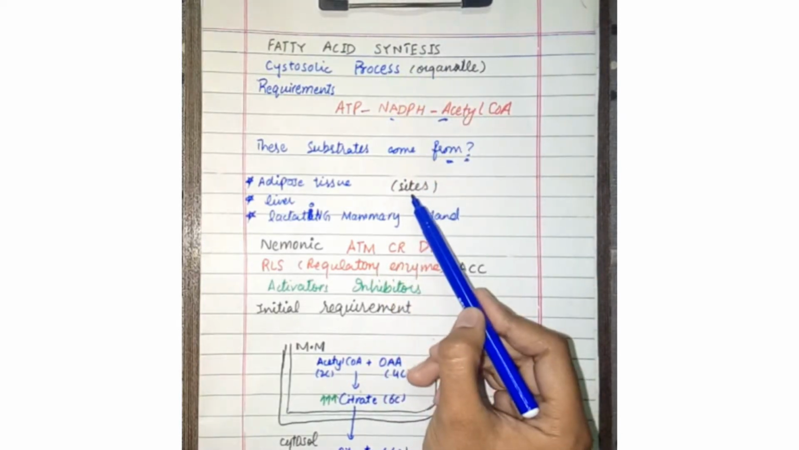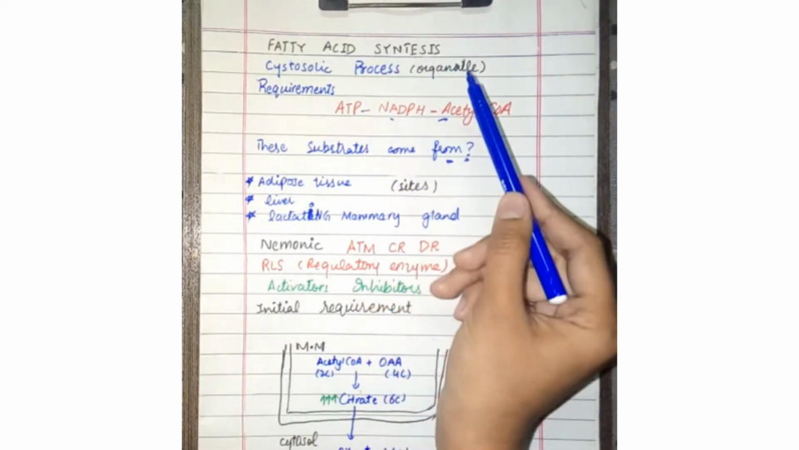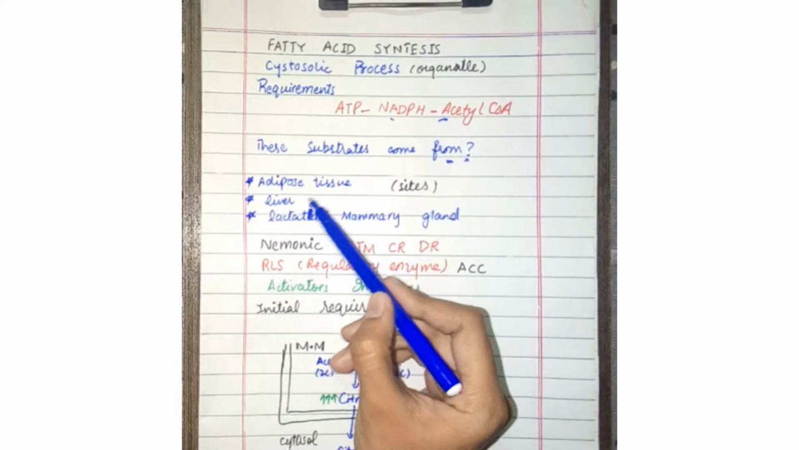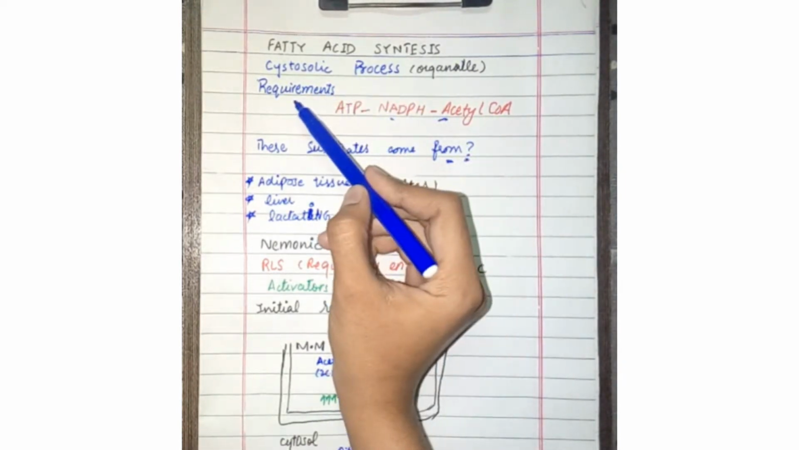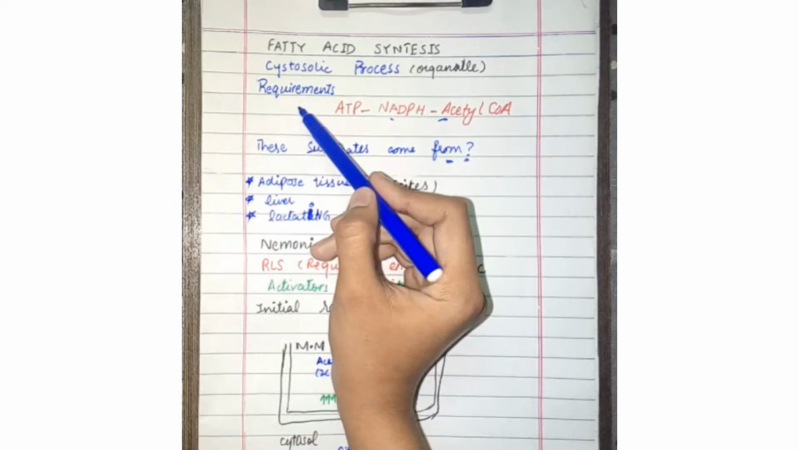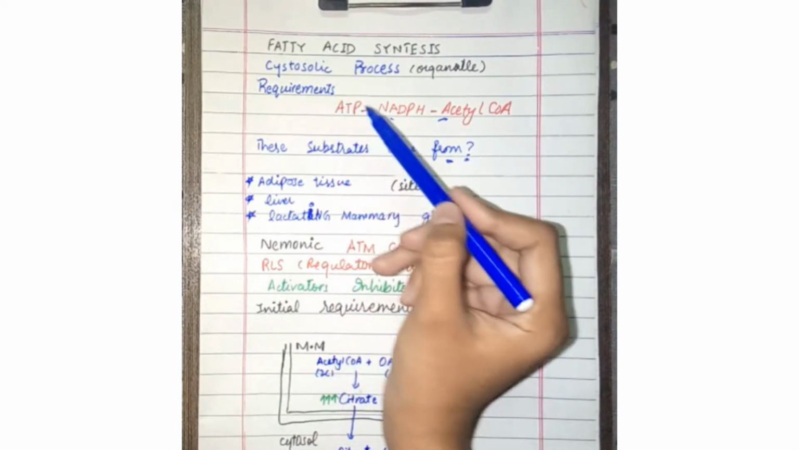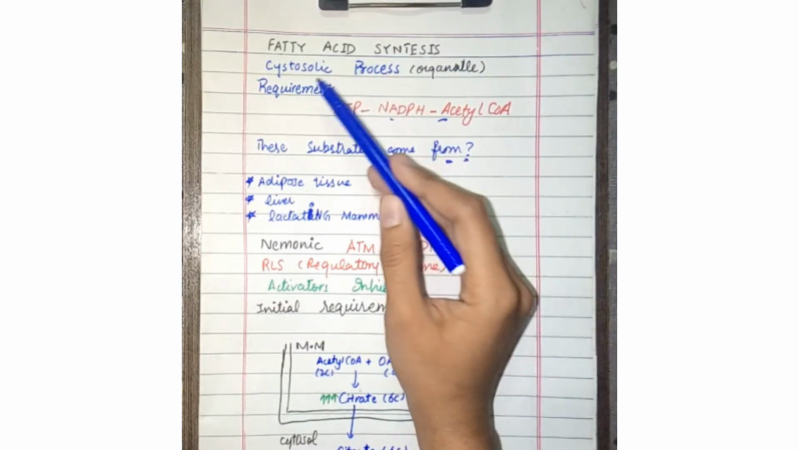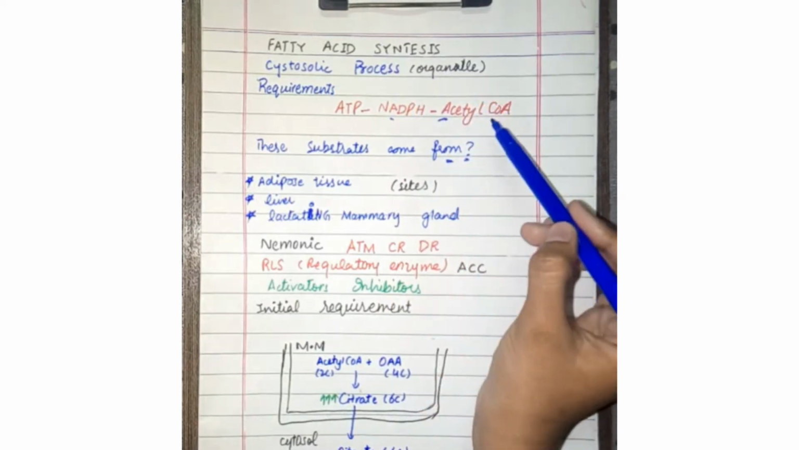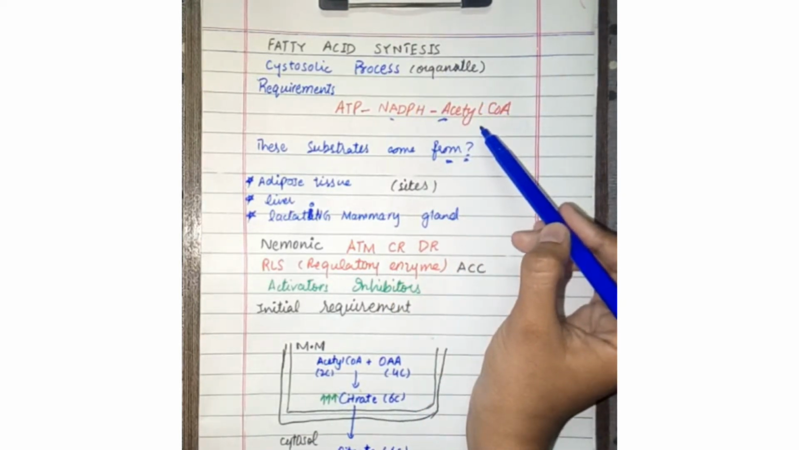What are the main sites in the body in which fatty acid synthesis takes place? Adipose tissue, liver, and the lactating mammary gland. What are the requirements for fatty acid synthesis? It's an energy consuming process, so it requires ATP. It requires NADPH as a reducing agent because there are two reduction reactions in fatty acid synthesis, and the main substrate is acetyl-CoA.